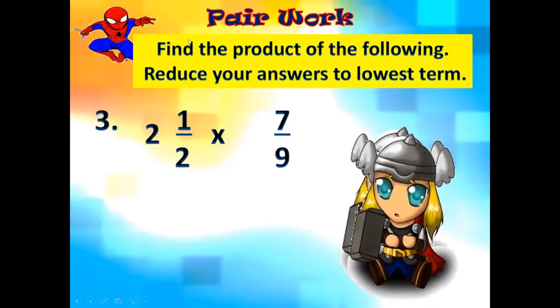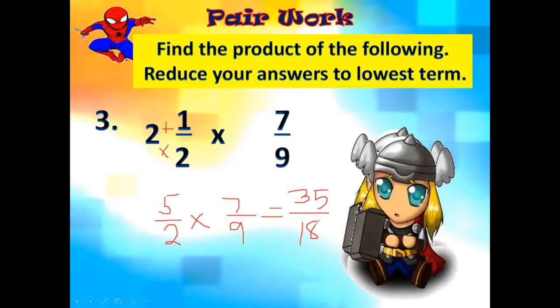Okay, how about this? 2 and 1/2 times 7/9. So again, change this into improper. So 2 and 1/2 times 7/9. So 2 times 2 is 4 plus 1, you have 5. Then copy your denominator and then multiply by 7/9. Okay, so multiply your numerator, 7 times 5, you have 35. And then 2 times 9, you have 18.